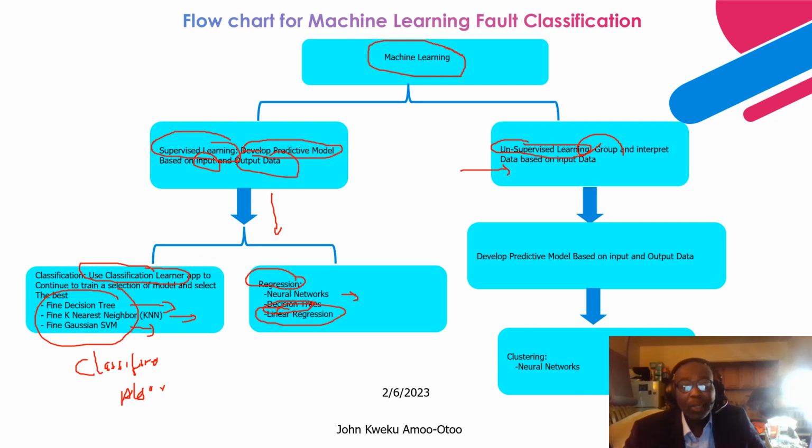Now let's talk about unsupervised. Remember, I indicated that with unsupervised, you provide the input data and you allow the algorithm to interpret the data based on what you input. So under unsupervised, we also have cluster neural networks.